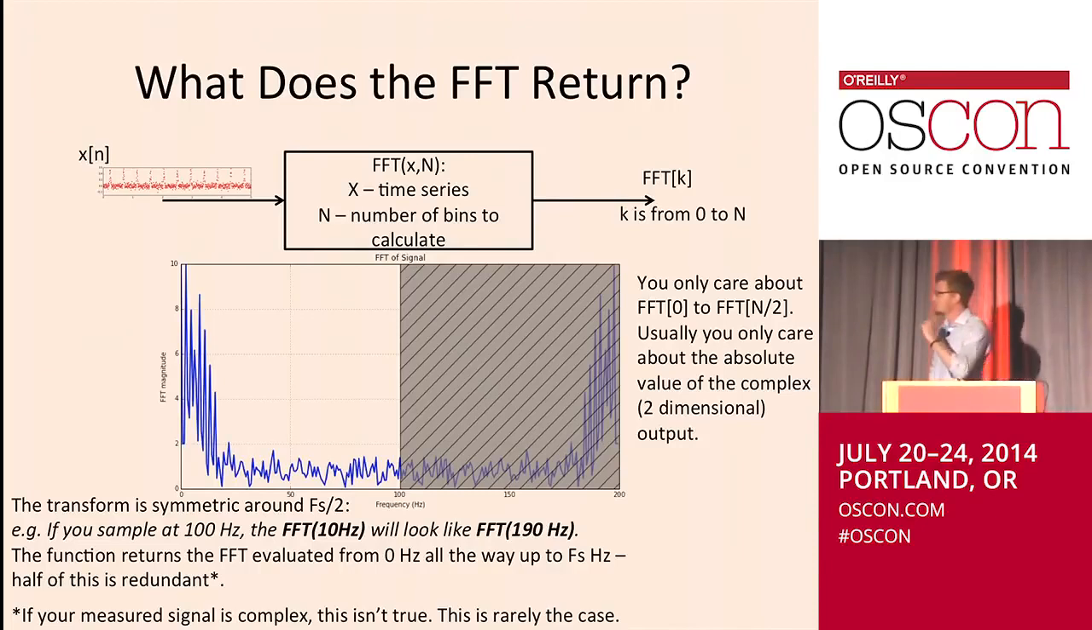Now, that output is two-dimensional. And we represent those two dimensions as complex numbers, real and imaginary components, horizontal and vertical components. And remember, what we really care about at the end of the day for almost everything you want to do is the length of the vector. And you do that by taking the absolute value. So you shove in your data, shove in the number of bins, it spits out a complex array. You take the first half, take the absolute value, and you're golden.